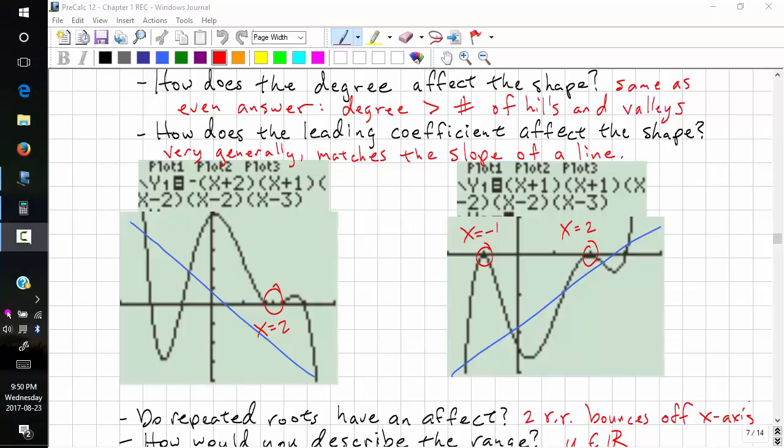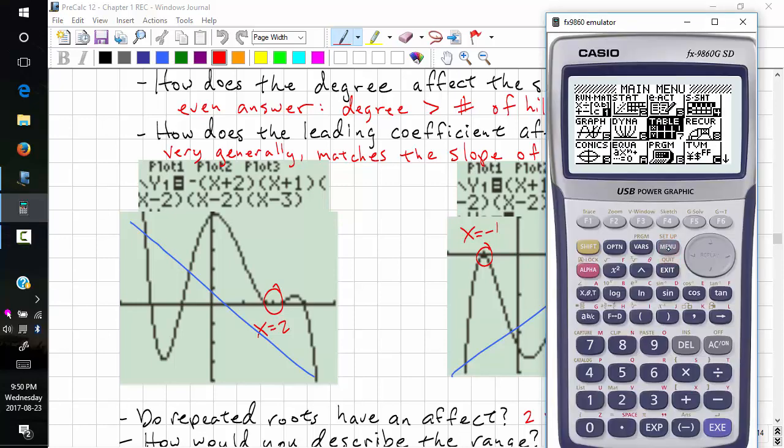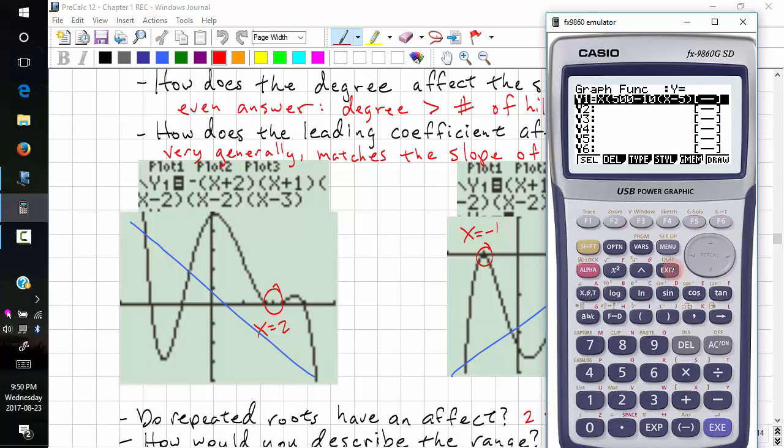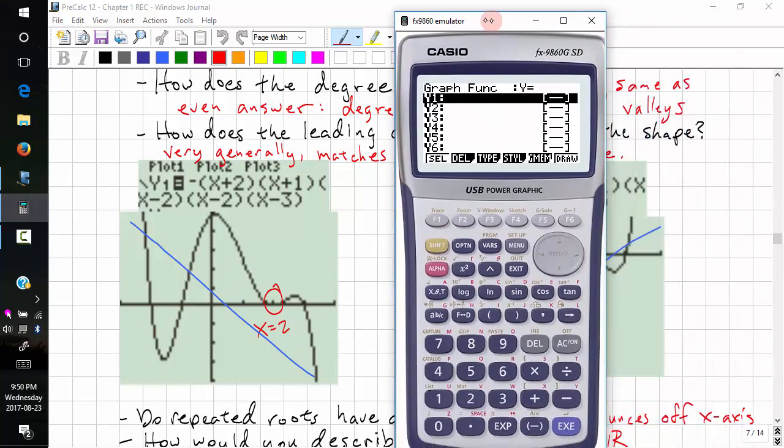Okay, here's a quick lesson on how to do some plotting on the Casio calculator. We want to go to graph. It's 5 on the 9860. It's 3 on the 9750. And you can clear out old expressions by F2. I'm going to enter both of these formulas.